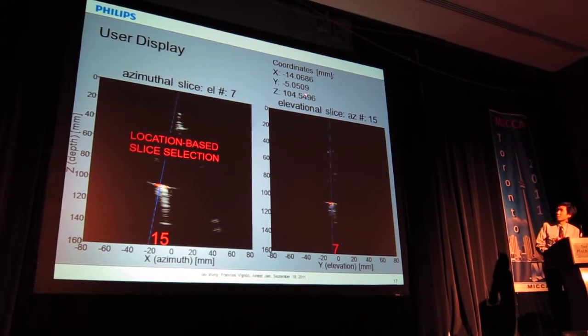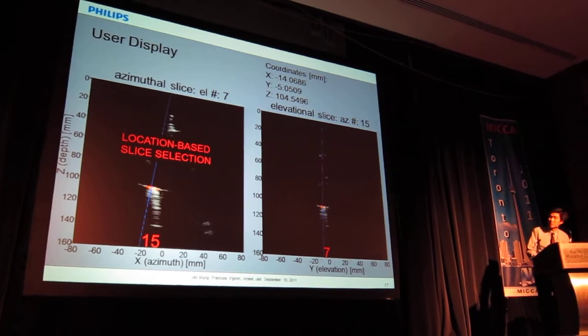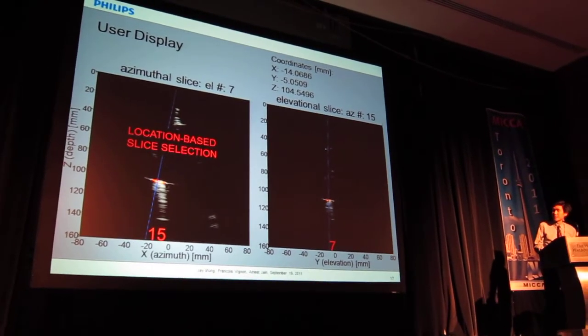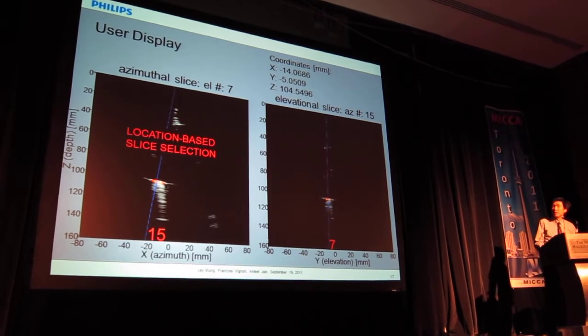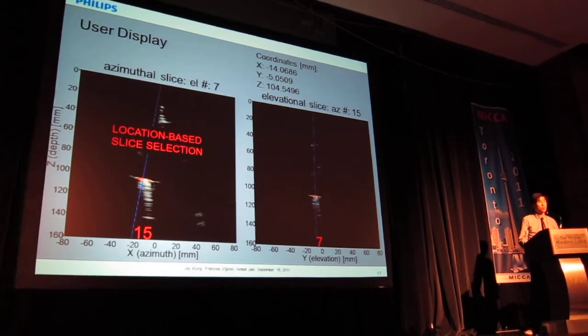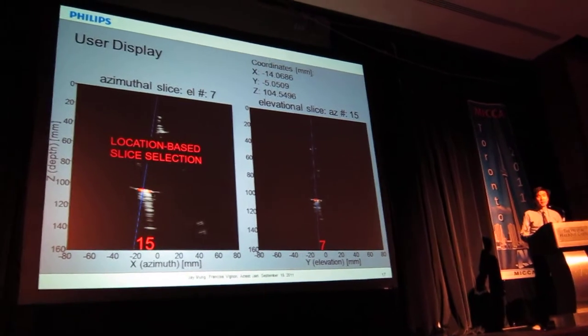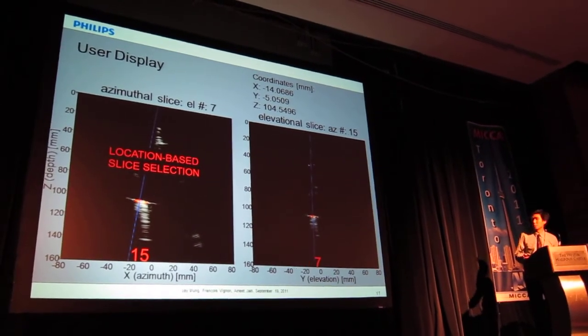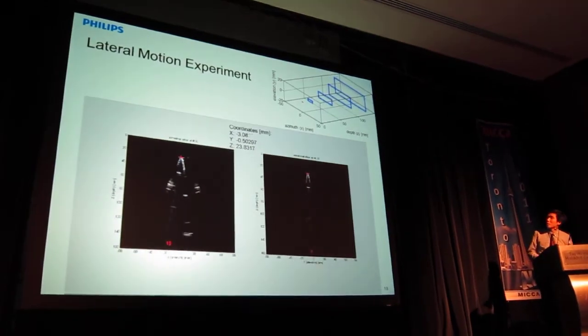And on top of that, we have the XYZ coordinates displayed in real time. What's also nice about this method is that the slices are selected automatically based on where the tool is located, so you don't need to scroll through this large volume of 3D data to get the best view.